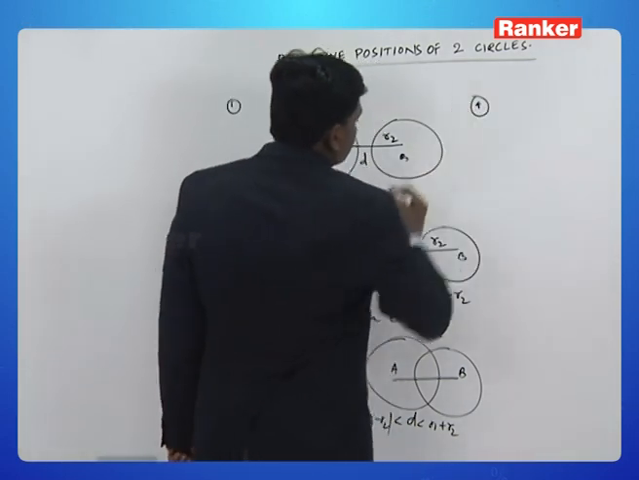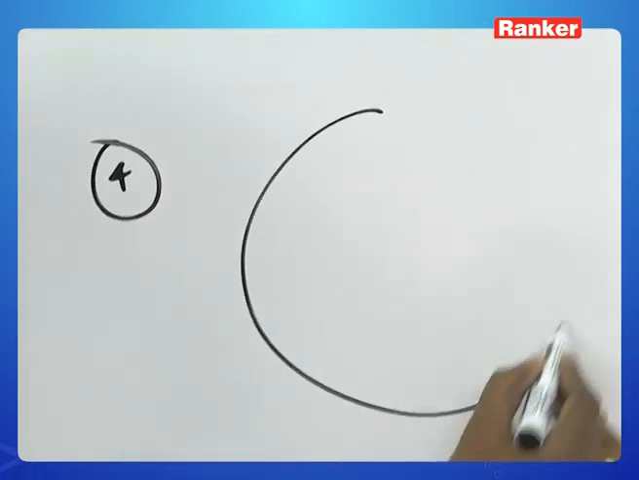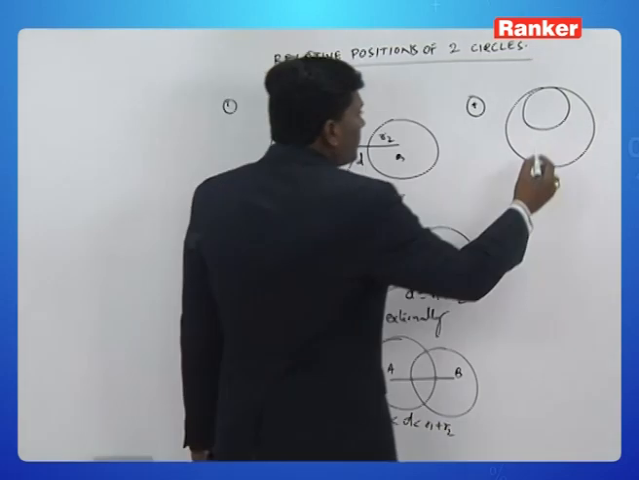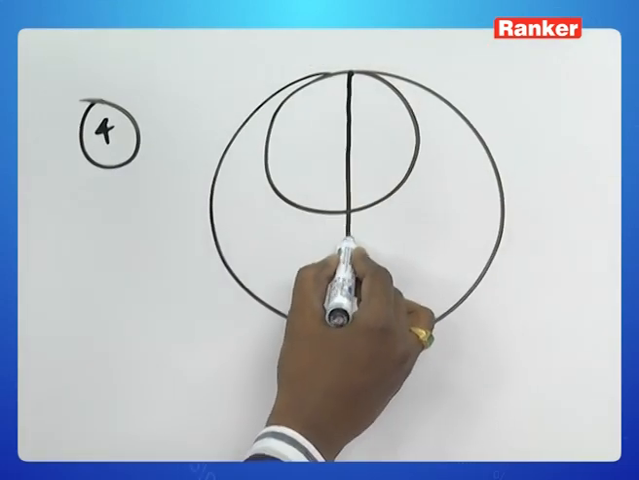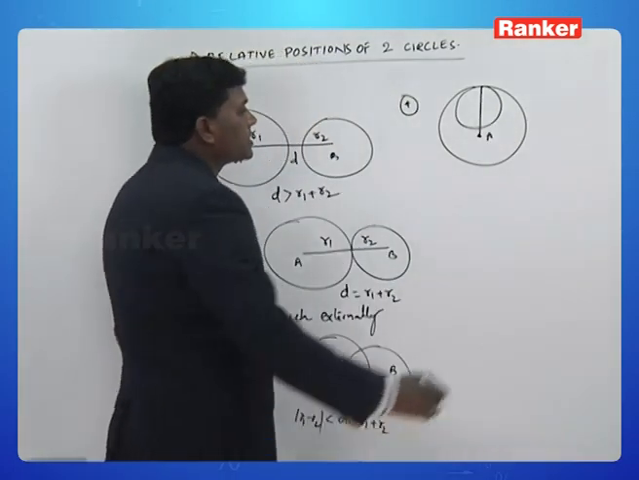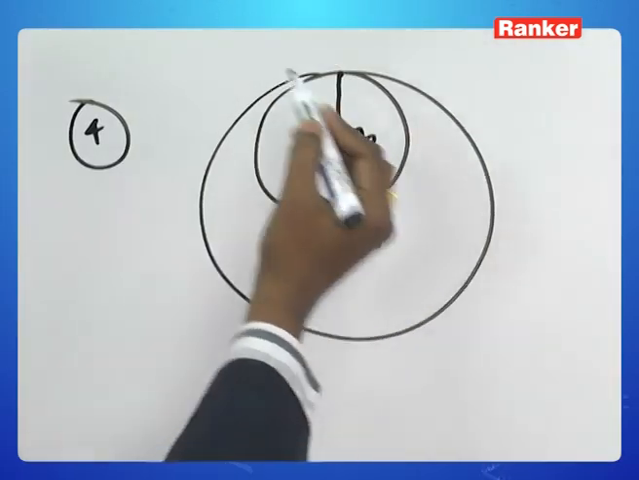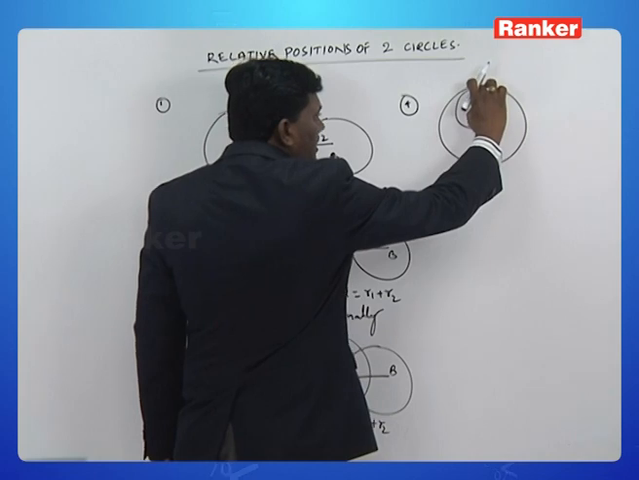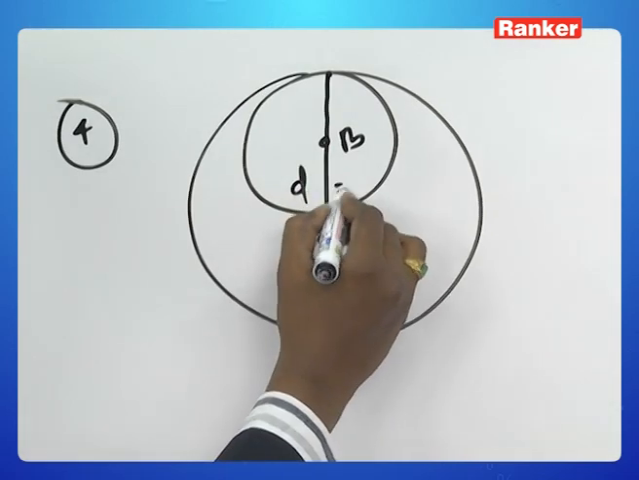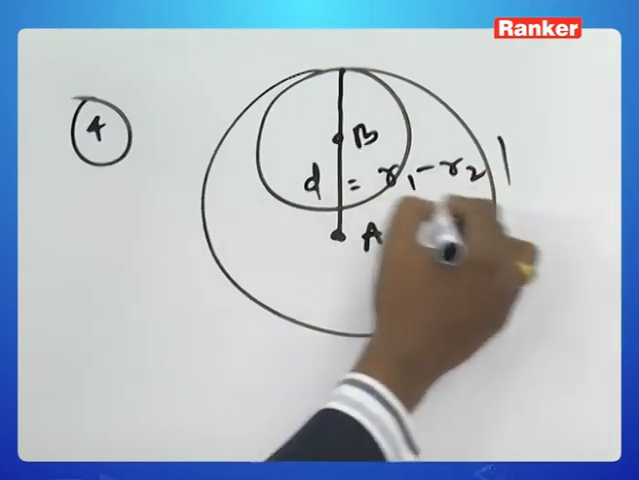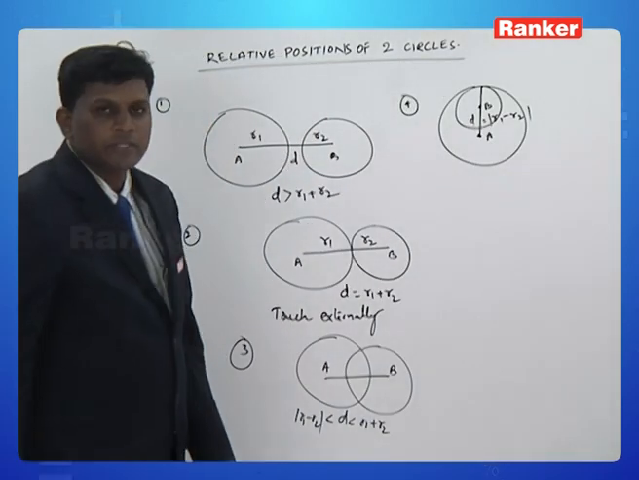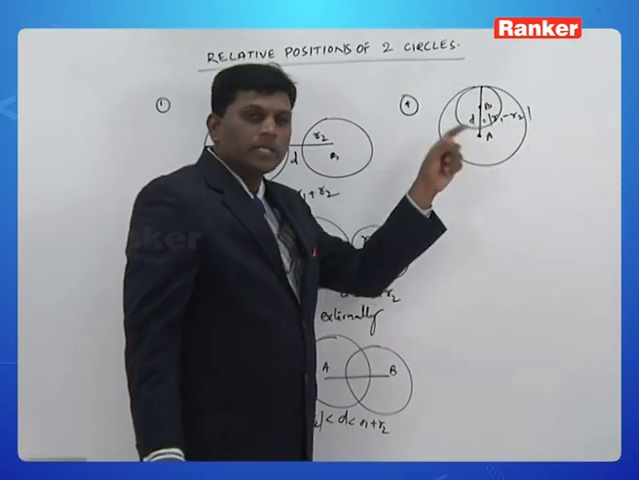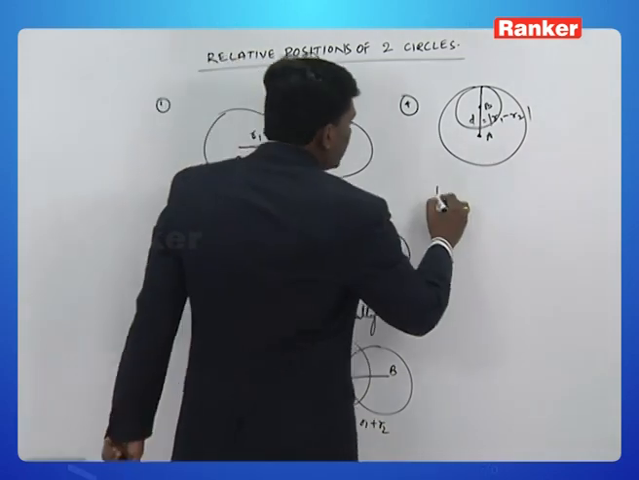Fourth case, if they are still coming closer to each other, suppose the given circles are like this. If they are touching each other internally, this is center of the outer circle. Suppose this is center of the inner circle. This total length is outer radius, this length is inner radius. So this D will be outer radius minus inner radius, which is taken as the numerical difference between these two radii. When D equals the numerical difference of the radii, they touch each other internally.